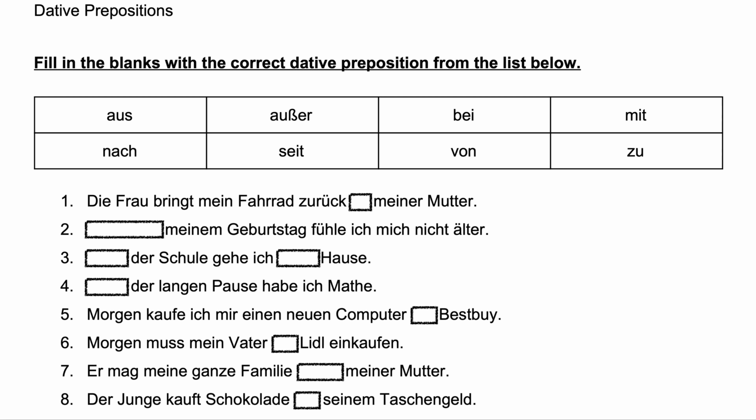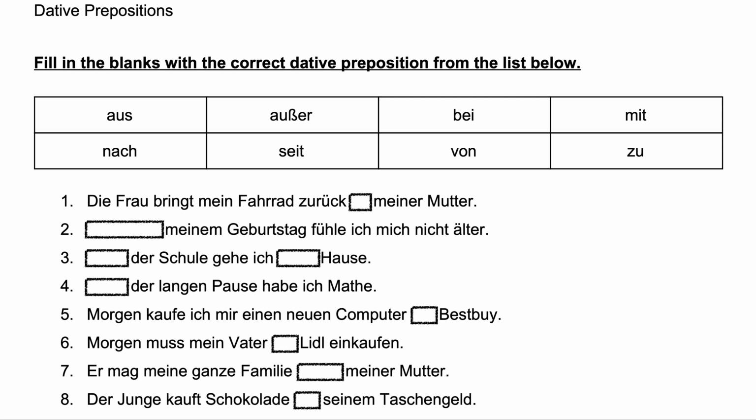Seit is since, or for a particular amount of time. Von, I already mentioned, is from, and zu is either to or, again, could be at, but the only way that you use zu as at is when it's zu Hause, which is at home. So let's get into the questions here.